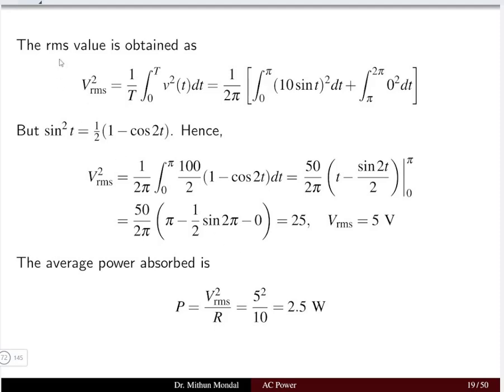Now the RMS value, you know the formula for the RMS value. Here we have taken the square to make the calculation easy, so that we can remove the square root.